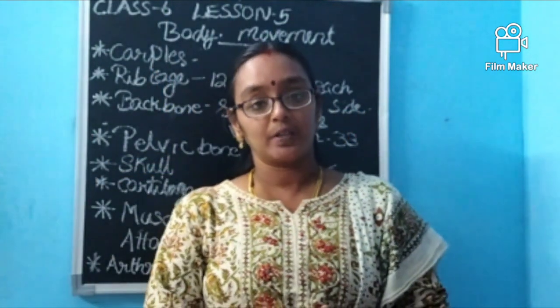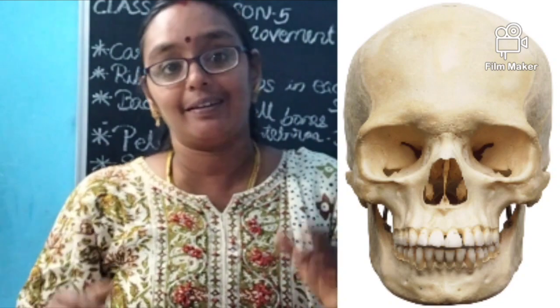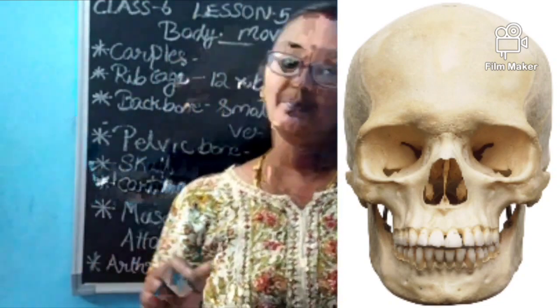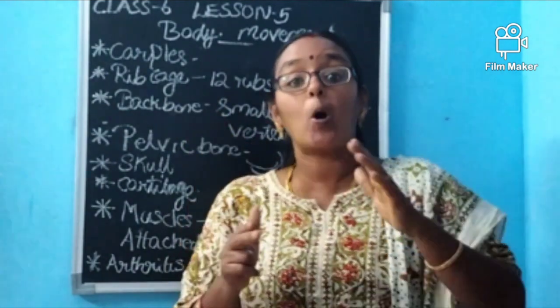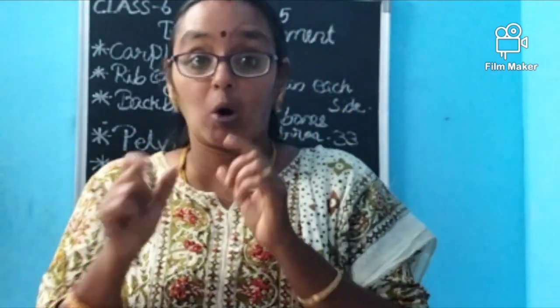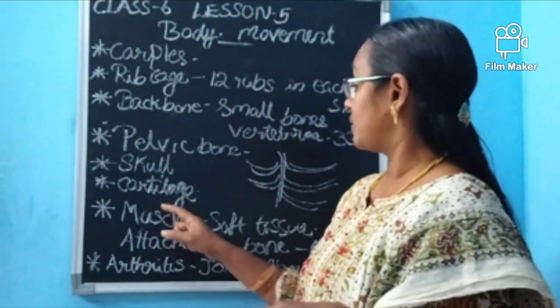What is the skull? The skull is the one which protects our head. Our brain is protected by the skull. It is made of, there are no joints over there. It is a single one. The skull is the largest one.